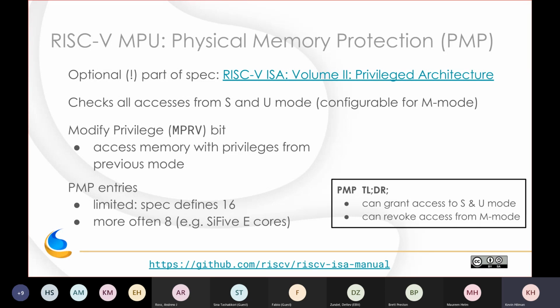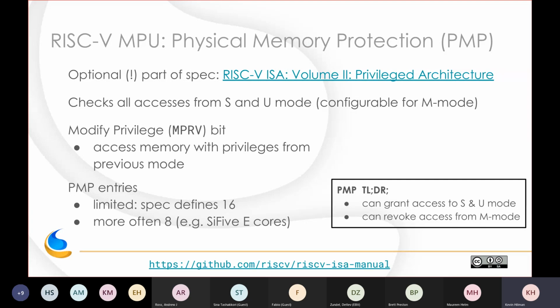So now on to the RISC-V hardware that actually helps us with the memory protection. The MPU, the memory protection unit in RISC-V, is called PMP, which stands for Physical Memory Protection. It's important to note that this is actually an optional part of the RISC-V spec, so there are RISC-V designs, obviously, that will not have these. The RISC-V cores that we're talking about for this project do have them.